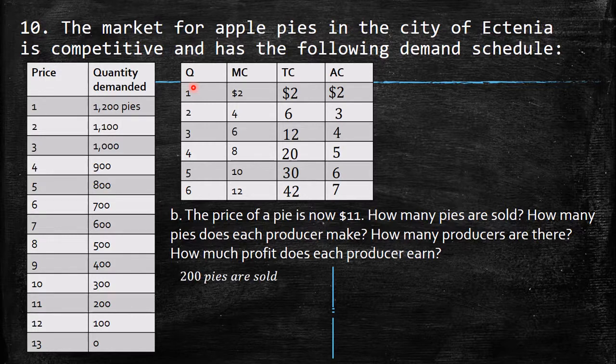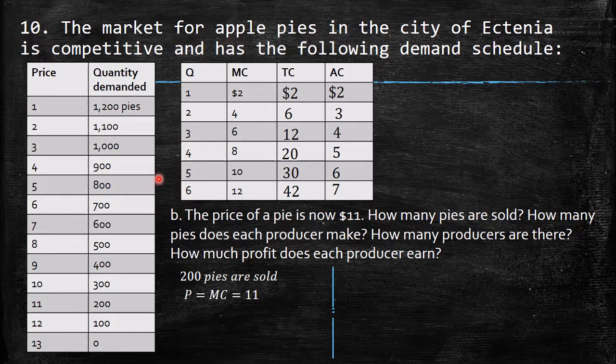First, we have the idea that 200 pies are sold. Why? Because when the price of a pie is 11, in the market they will demand 200. Okay, then 200 pies are sold. So this is the first question. How many pies does each producer make?